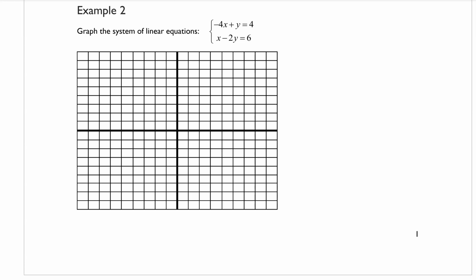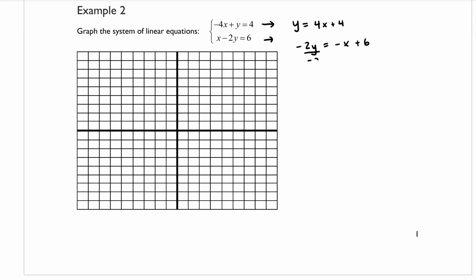Now I'm going to put both of these in slope-intercept form so they are easier to graph. So this one, if I were to add 4x to both sides, that would give me y equals 4x plus 4. And then the second equation, I can subtract x from both sides. So I get negative 2y is equal to negative x plus 6.